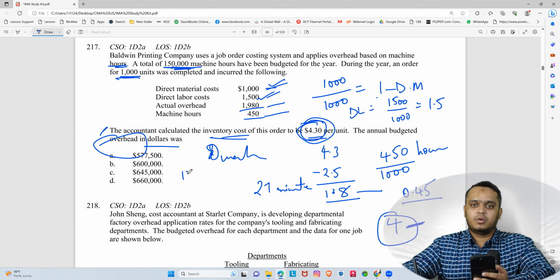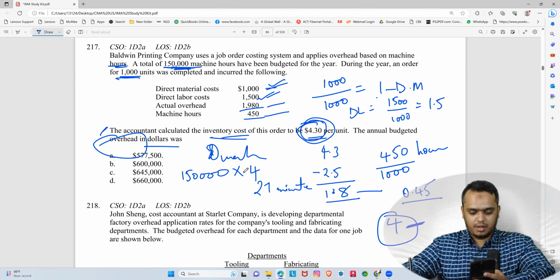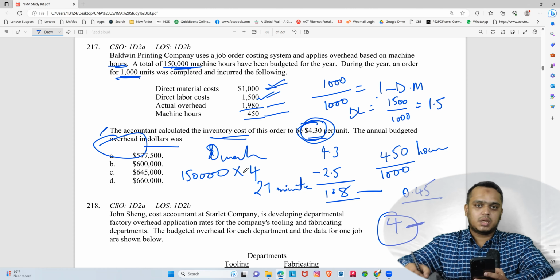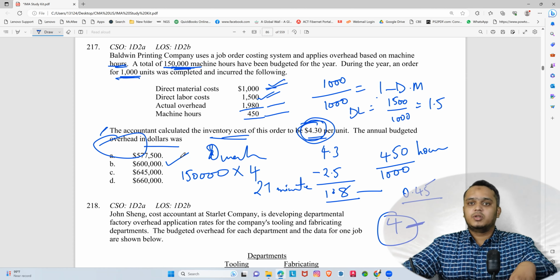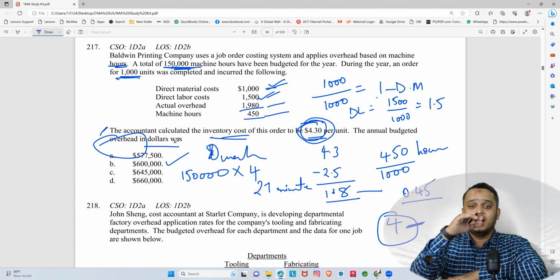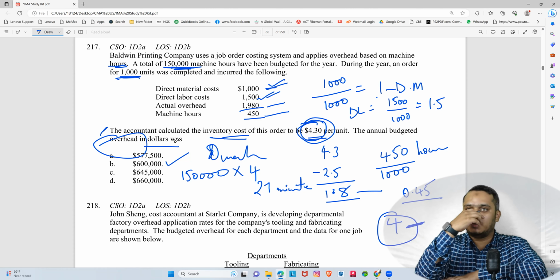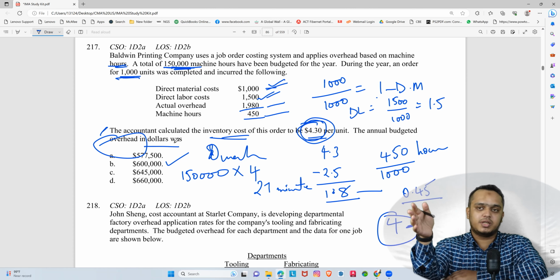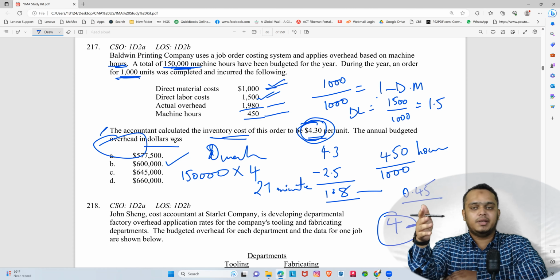How much will it be for 150,000 hours? That will be 150,000 into 4. Do we have an answer? 600,000. Yes, we have 600,000. So if you just see here, the topic which we just did, we just talked about job order costing and how the question is coming in. The question is coming in a tricky manner.